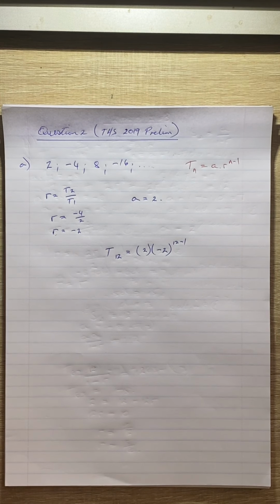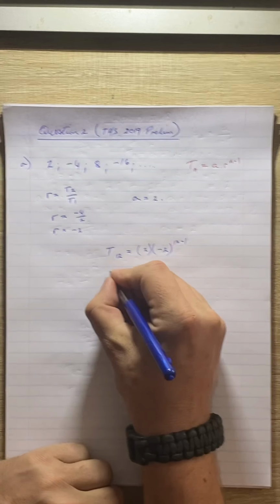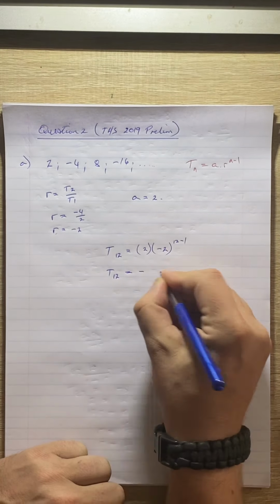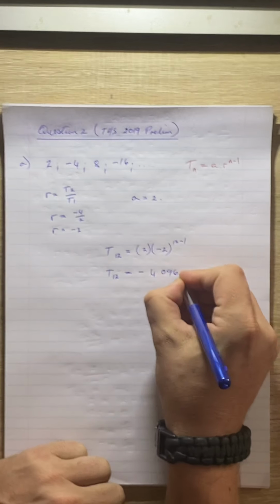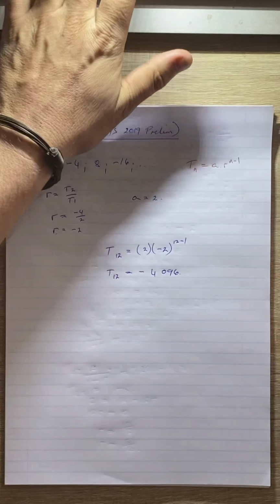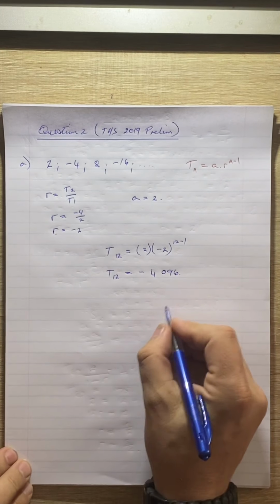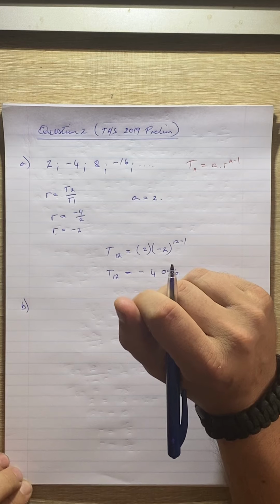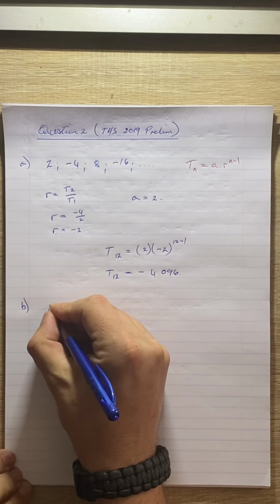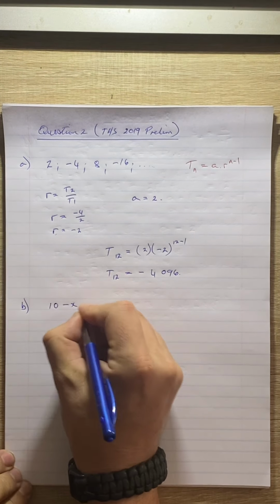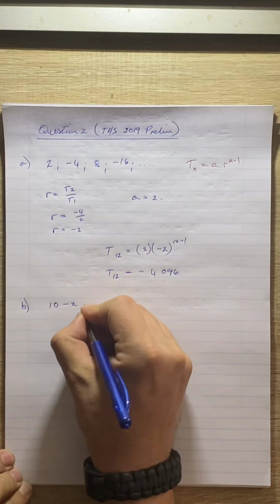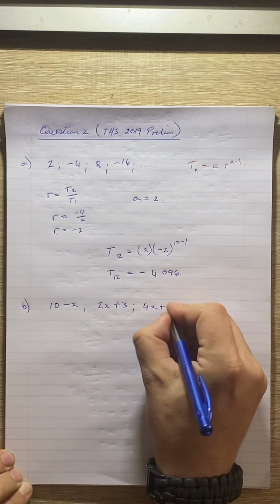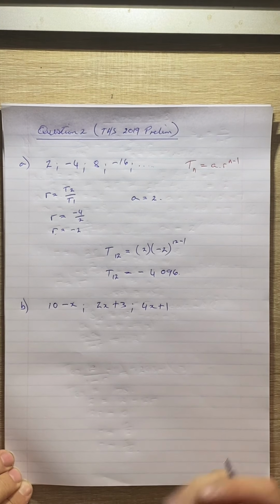And we get T12 is equal to minus 4,096. Question B is saying the first 3 terms of an arithmetic sequence are 10 minus x, 2x plus 3, 4x plus 1. Calculate the value of x.